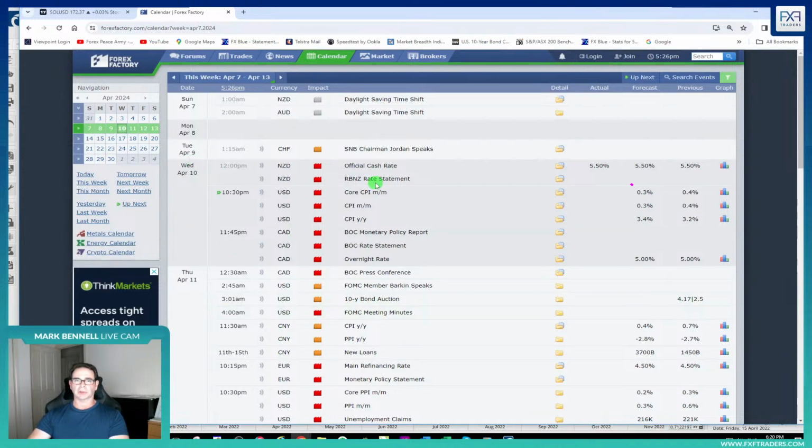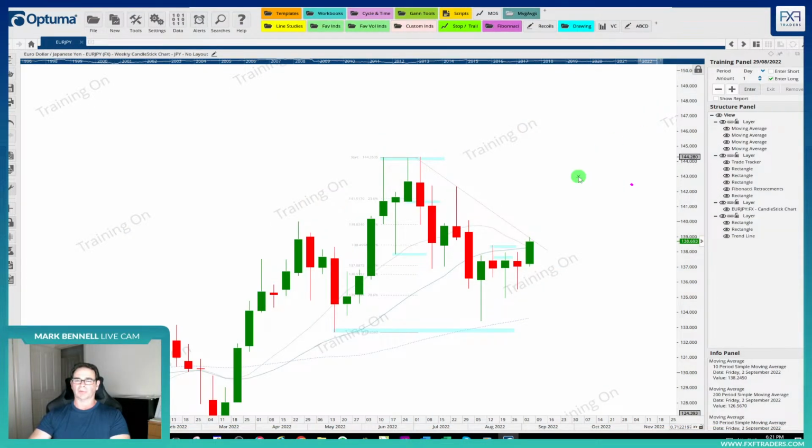Hope that's kind of helped download some of the thinking. Let's have a look at the news. So we had New Zealand today. It stayed the same. We've got 10:30. We've got core CPI. We've got some inflation news out of the US and some CAD. Let's have a look at those. So just be mindful of that.